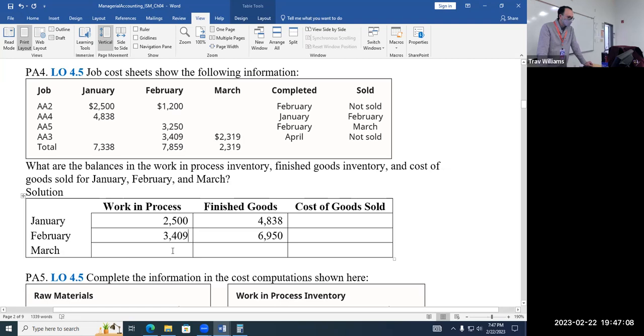Oh, I do have a question. Yes. Why did you use the work in process for January also? And then you combined it? Yes, because this is one job. So in January, there were $2,500 of costs for that job. And then there were another $1,200 of costs for that job in February. So that means the total cost of those finished goods is $3,700. Make sense? Yeah.